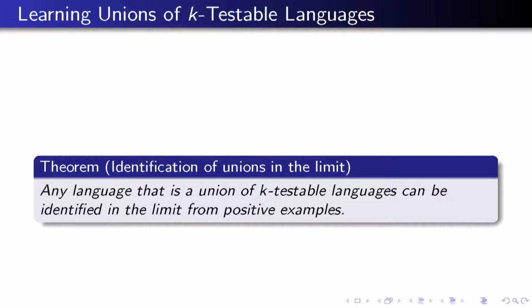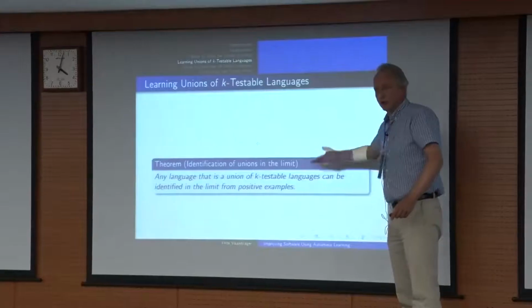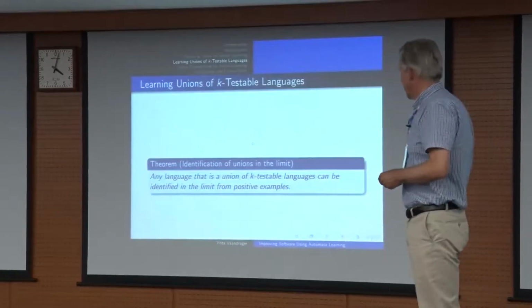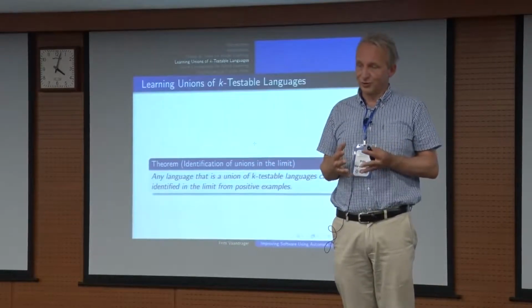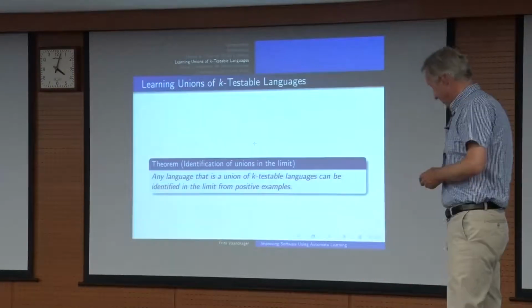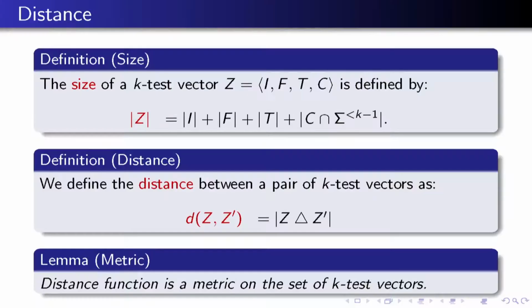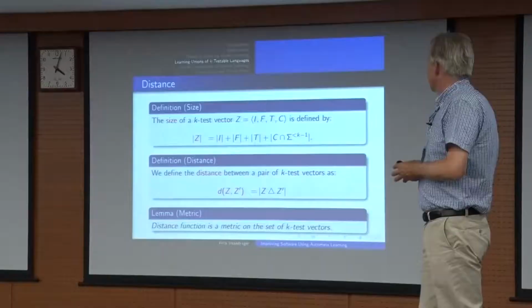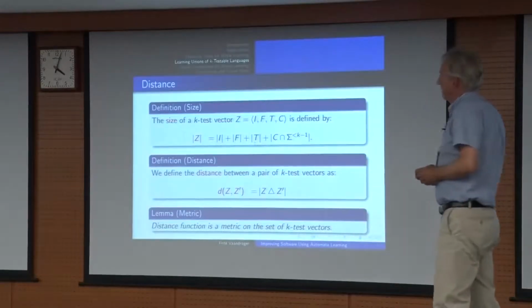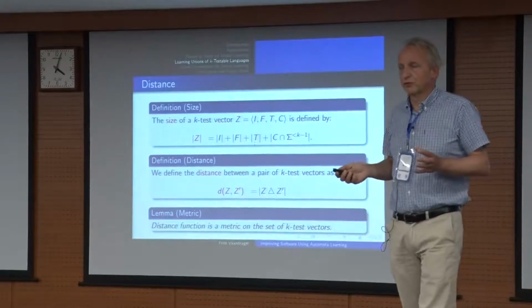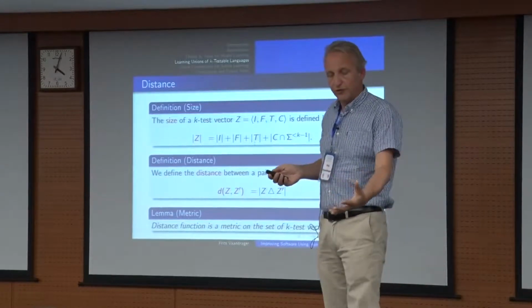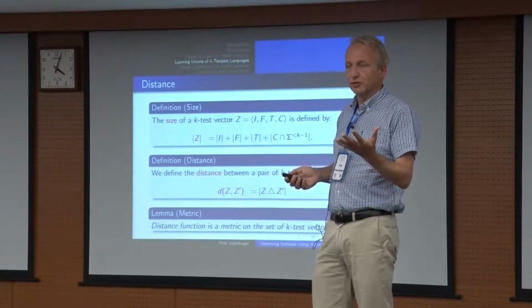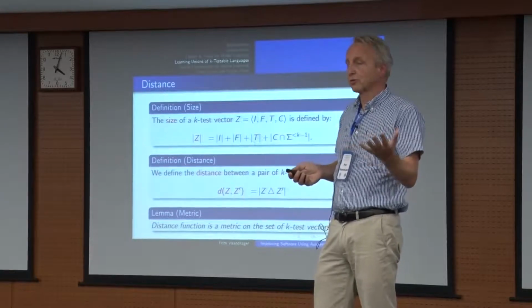Okay, so using our Galois connection, we can easily prove that any language that is a union of k-testable languages, so that language itself doesn't have to be k-testable, but it's a union of k-testable languages, is identifiable in the limit from positive examples. But then the question is, okay, how do we compute the patterns? And so here we sort of use a clustering approach. So basically what we do is, given a word, we can compute a test vector. We can just look at all the segments that occur in this word.